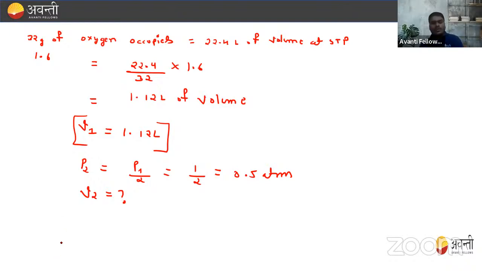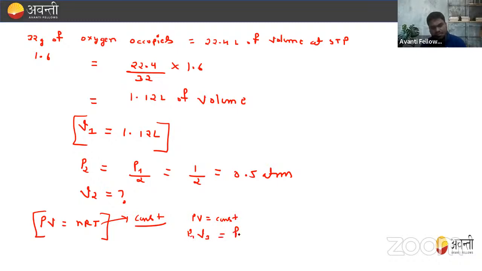Now one important note is given. That is PV is equal to nRT, right? So when we use this formula, the temperature is also constant. And n is already constant because this is the mole, R is also known as the universal gas constant. Now if the temperature is also constant, then we can write this equation as PV is equal to constant. And if PV is equal to constant, it means P1 V1 is equal to P2 V2, right?